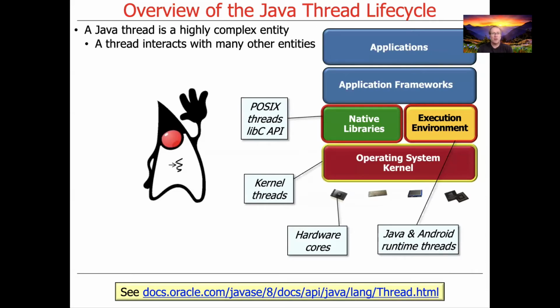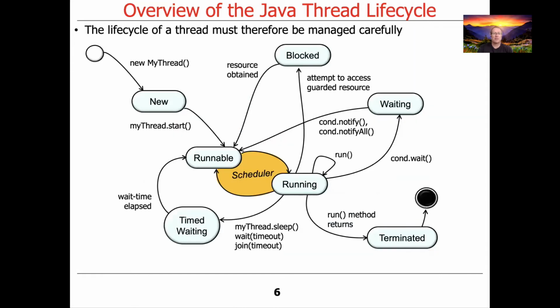In particular, a Java thread interacts with many other entities. It interacts with Java and Android runtime threads. It interacts with the libc API, or the equivalent in Windows. It interacts with kernel level threads. It interacts with hardware cores. So there's a lot of stuff going on under the hood. And even though the programming model is very simple, the mechanisms that are happening behind the scenes are complicated.